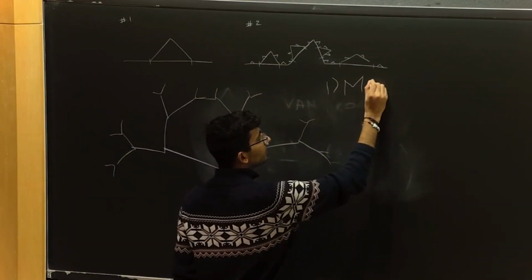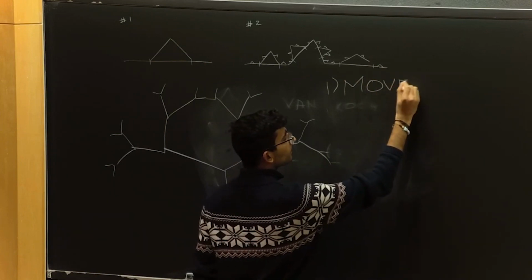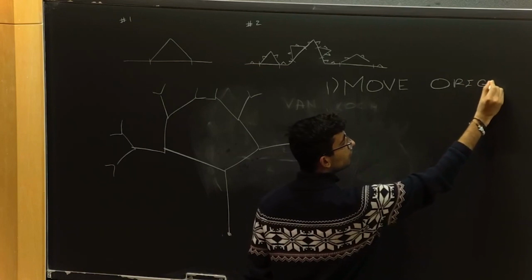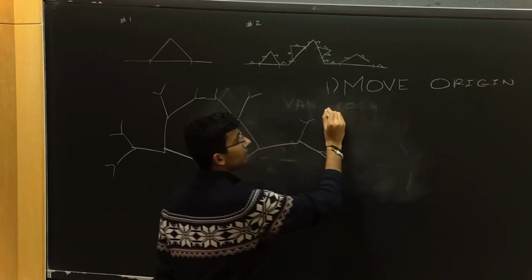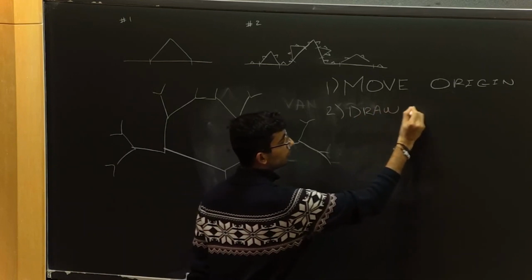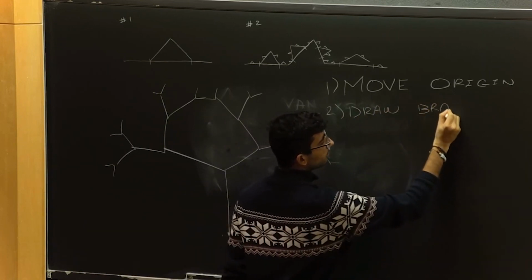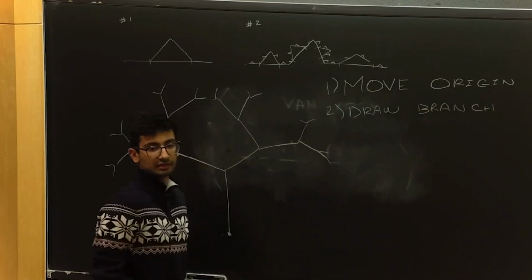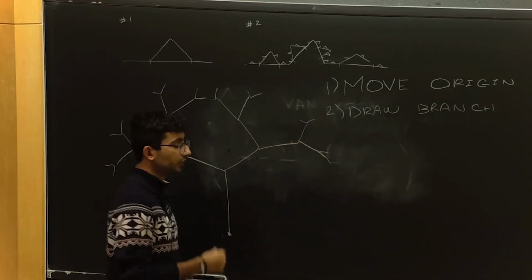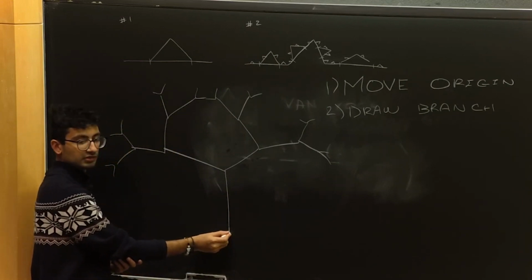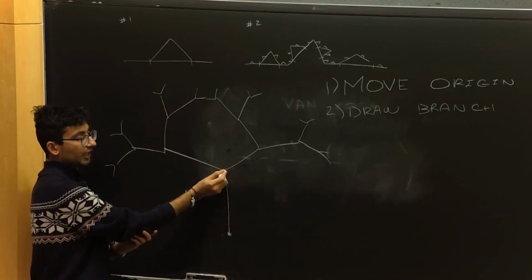So step 1, move the origin. Step 2, draw a branch. And that's it. Those 2 steps are really all we need. And so we start by moving the origin down to our base, and then we draw a branch going up.